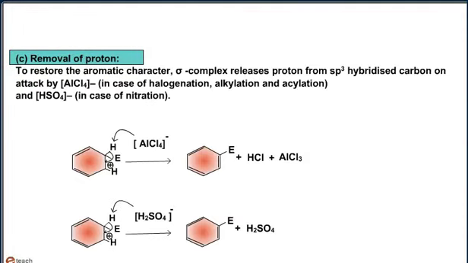The third step is removal of proton. To restore the aromatic character, sigma complex releases proton from sp3 hybridized carbon on attack by AlCl4- in case of halogenation, alkylation and acylation, and HSO4- in case of nitration.